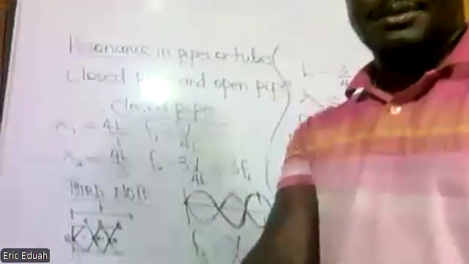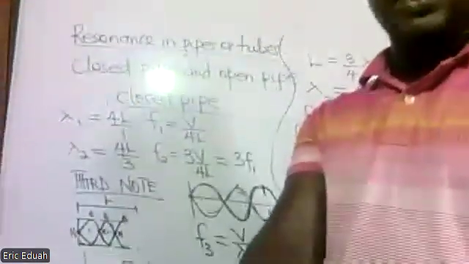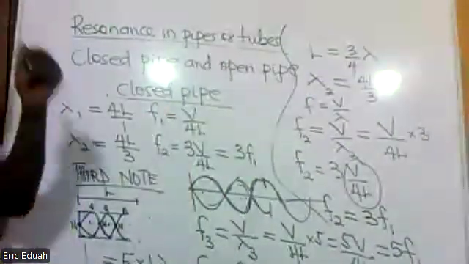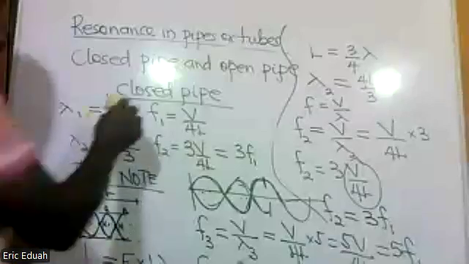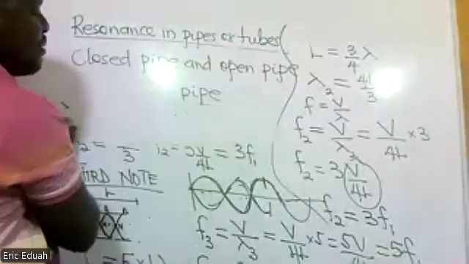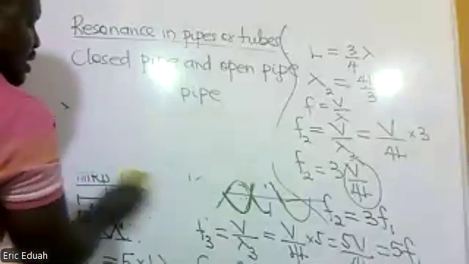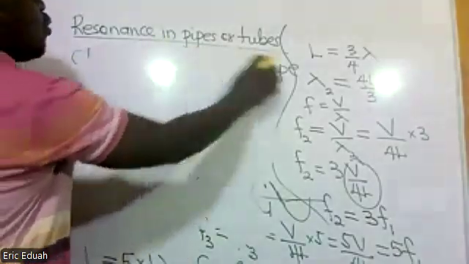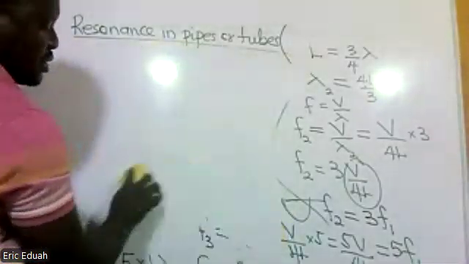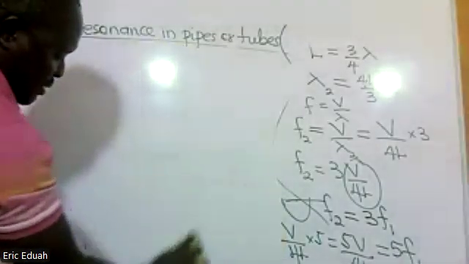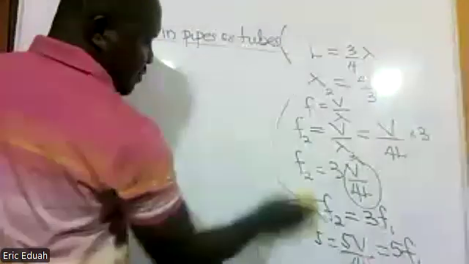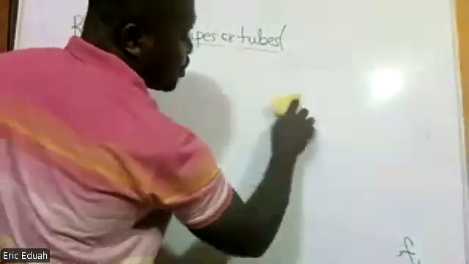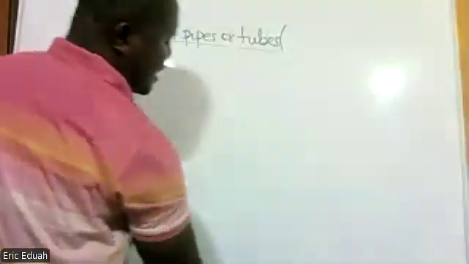Okay. Open pipes. Open pipes. What musical instruments fall under open pipe? We've made mention of closed pipe, those that fall under closed pipe. But which examples of instruments fall under open pipe? Musical instruments which fall under open pipe.